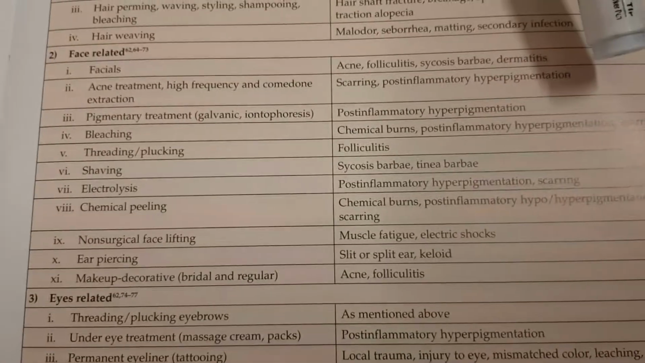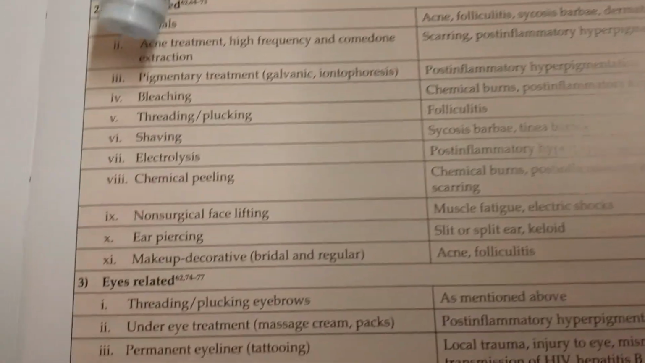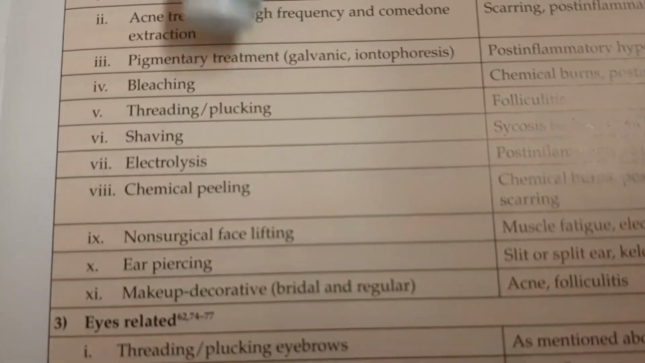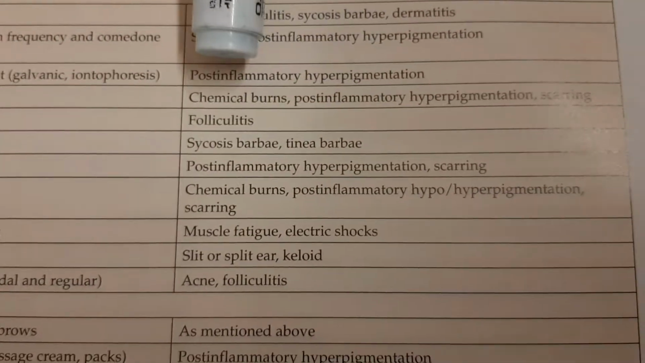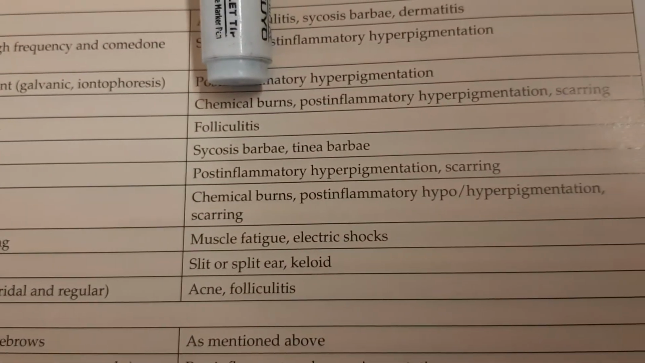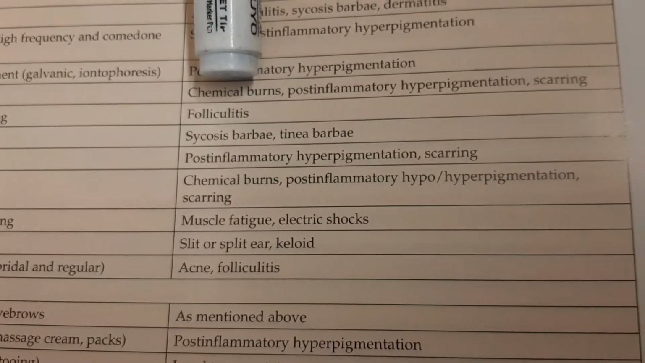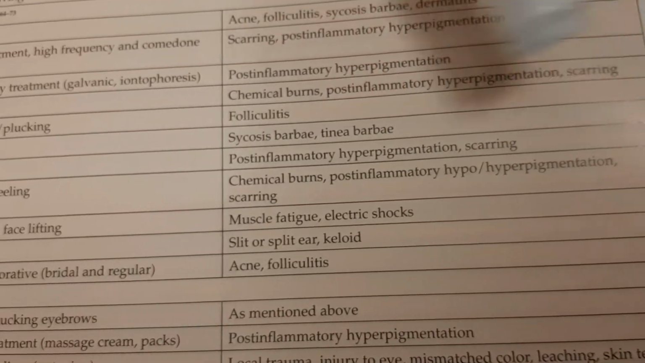Post-inflammatory hyperpigmentation, also called PIH, in case of high frequency. For pigmentary treatment with galvanic and iontophoresis, you may get PIH, post-inflammatory hyperpigmentation. In bleaching, you may get chemical burn. If the bleaching concentration is not proper, you may get chemical burn, again post-inflammatory hyperpigmentation, PIH, and scarring.